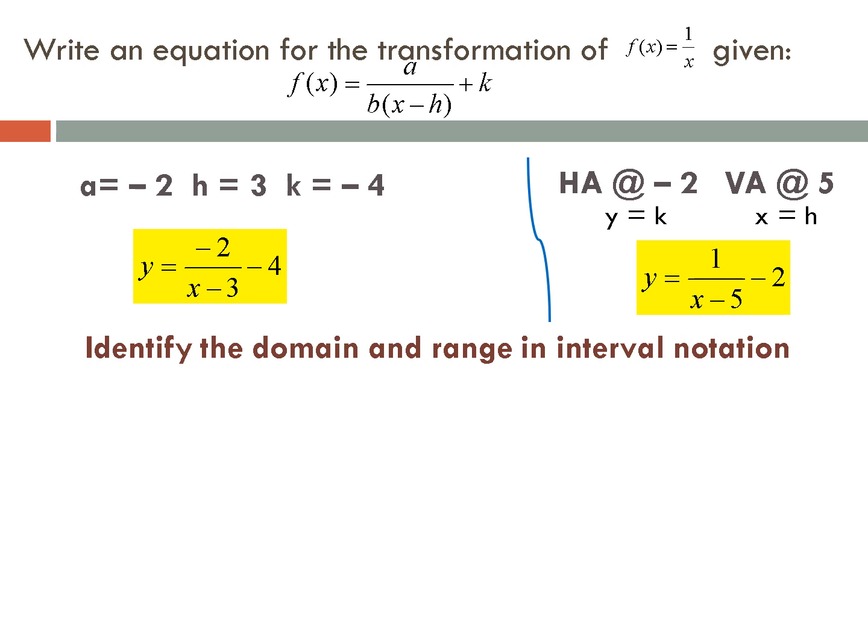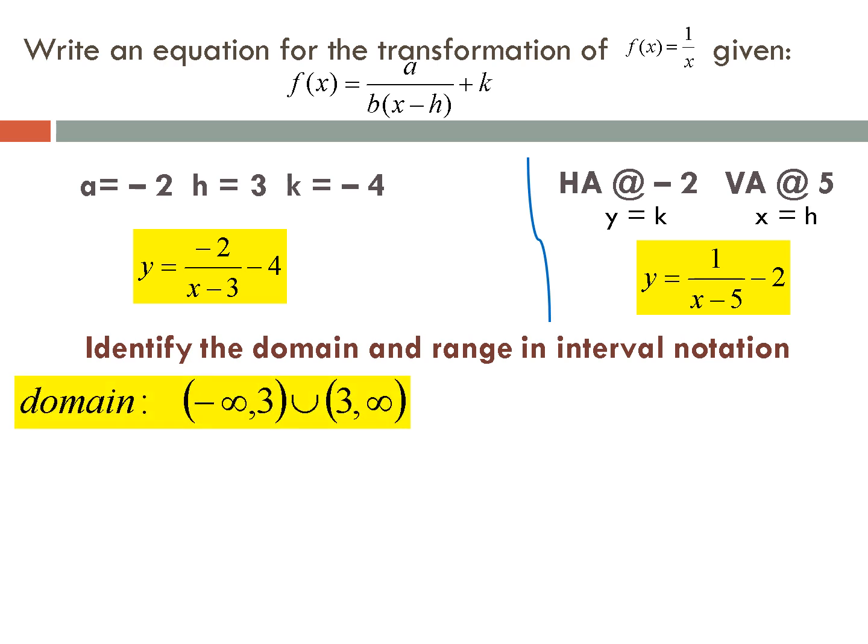Now let's talk about the domain and the range in interval notation. Well, the domain, if you recall, is negative infinity to h, h to infinity. So my h is 3. So negative infinity to 3, union 3 to infinity. Again, we can't touch 3 because my asymptote is at x equals 3. So I'm never going to touch it.